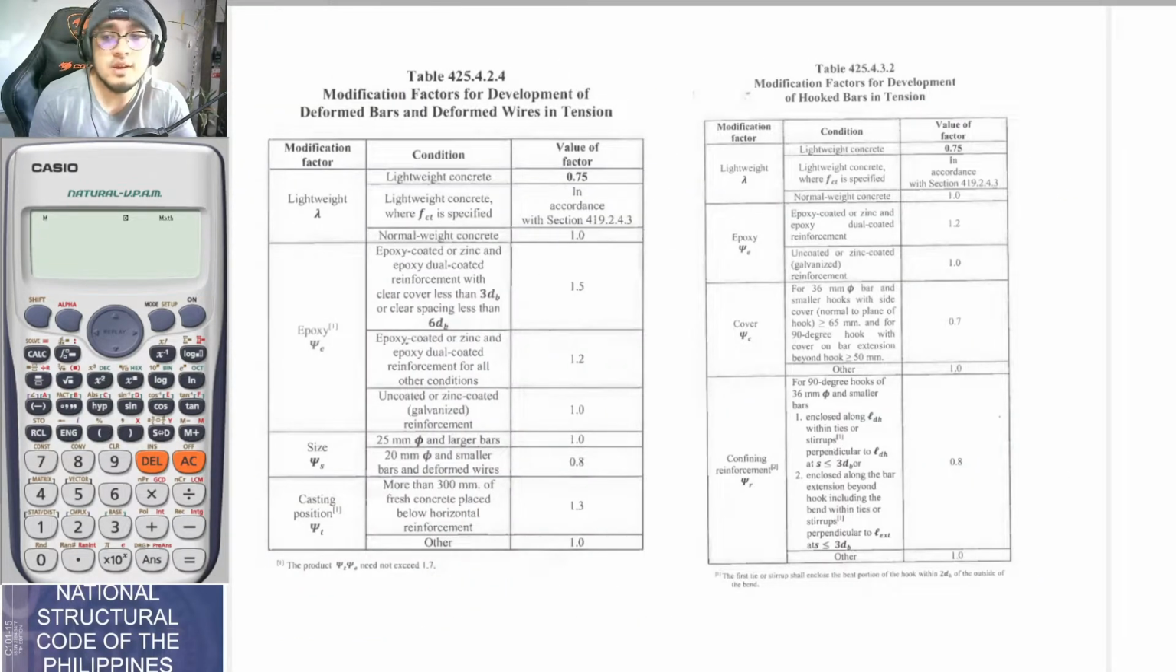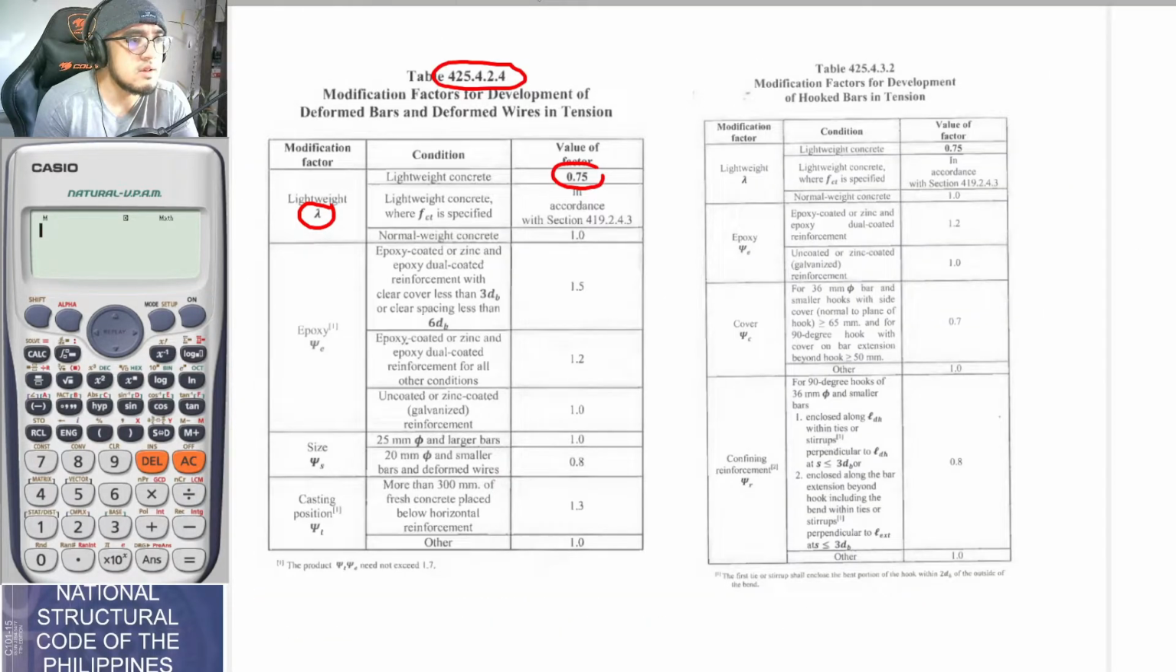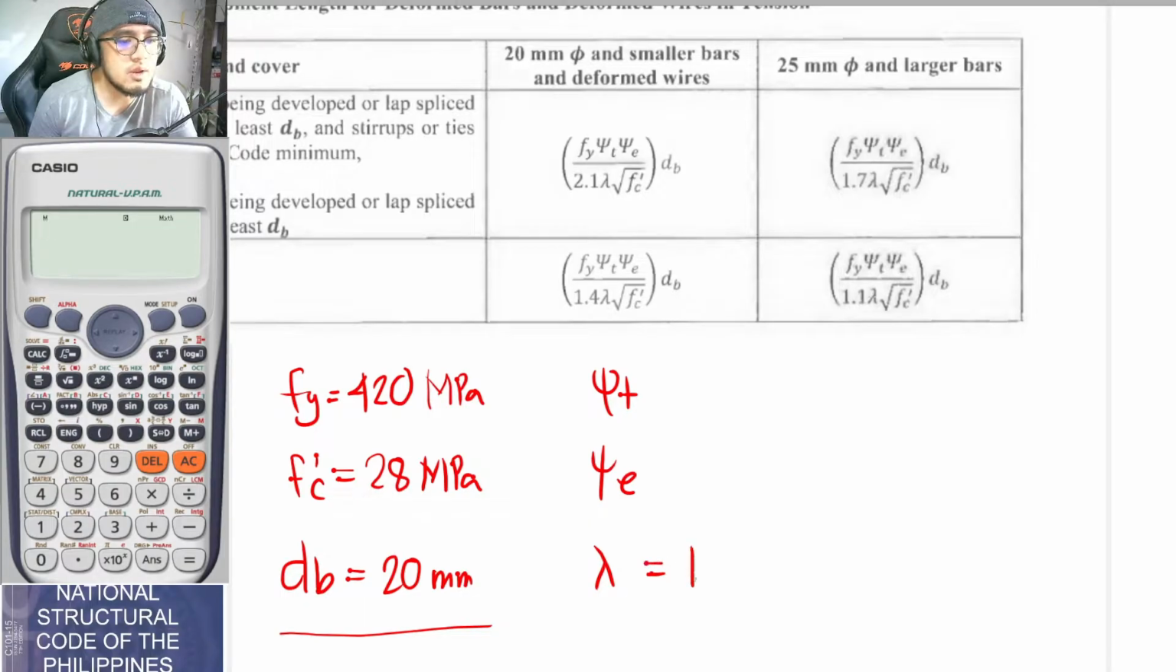And all of these tables are actually in your NSCP. So table 425.4.2.4. For your lambda, this is to be the modification factor for the weight of your concrete. If your concrete is to be lightweight, the value for your lambda is 0.75. But since it is not included in our problem, it is safe to assume that our concrete is to be normal in weight, so our lambda is to be 1.0.